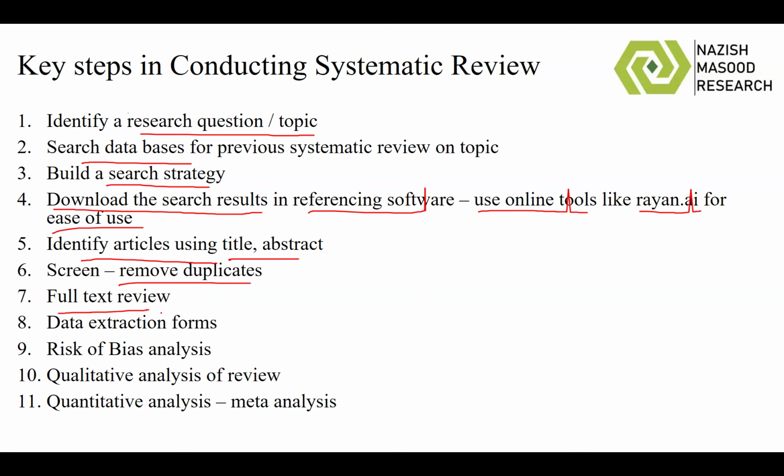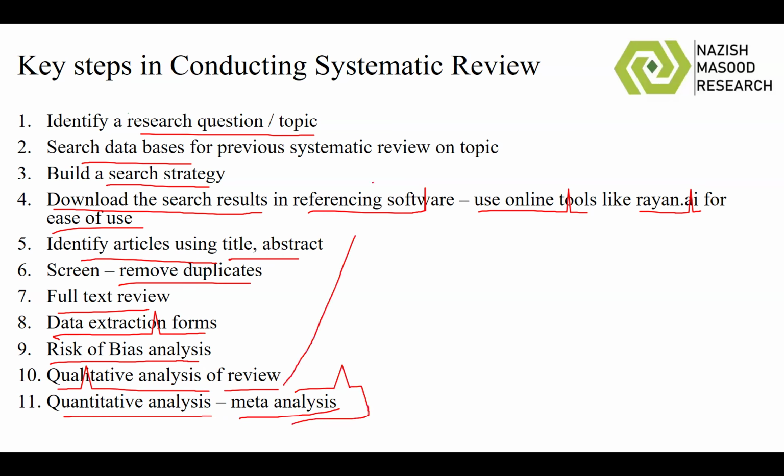From the full text review, you will apply data extraction forms and extract the data. You will also do a risk of bias analysis at this point, and then you will go for a qualitative analysis of the articles that you have. After that, you will do a quantitative analysis, which we call the meta-analysis. We will cover meta-analysis on day 3 and day 4. We will cover things up till here, from here to here on day 1 and day 2.